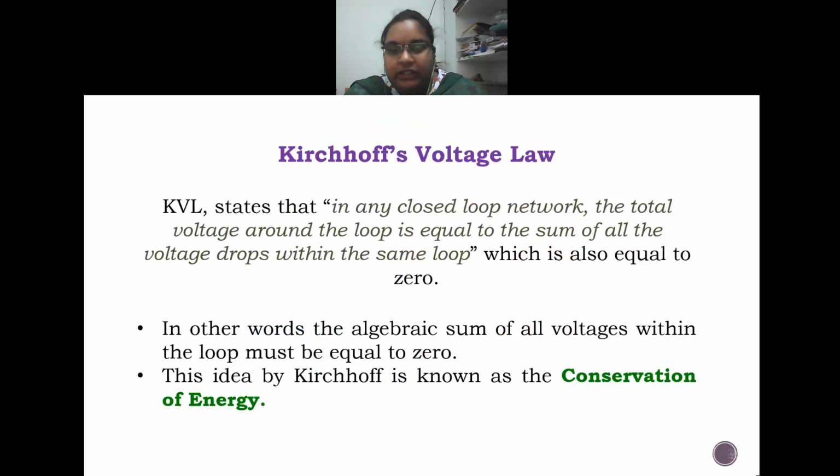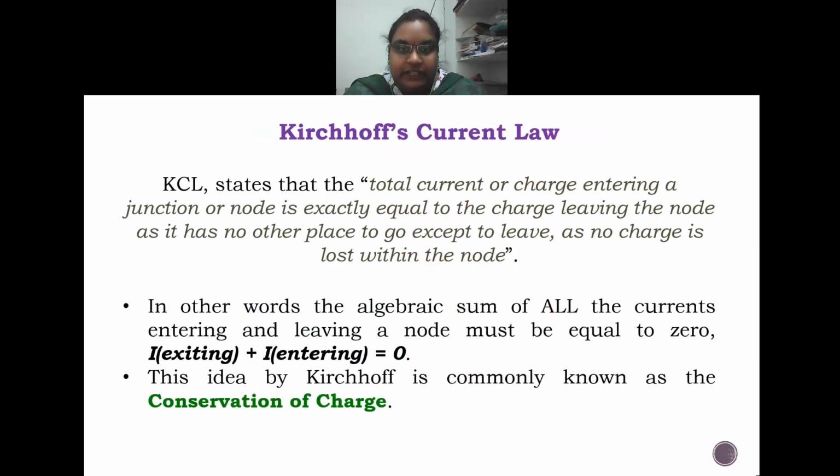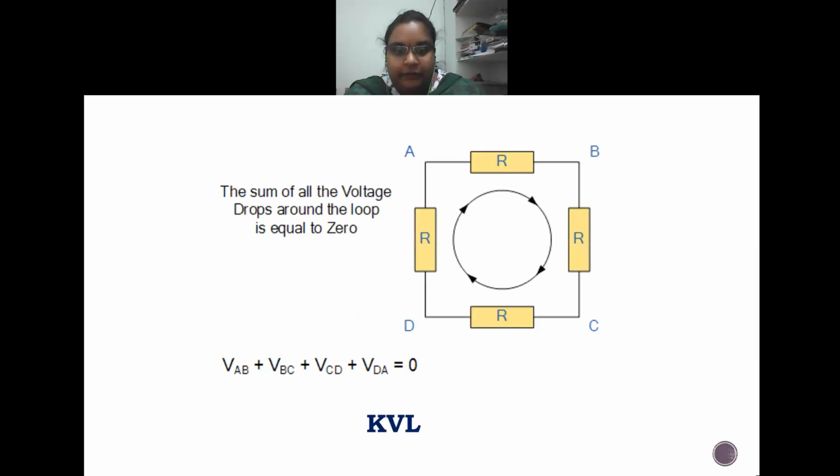Now, Kirchhoff's voltage law states that the algebraic sum of voltages within a loop must be equal to 0. That means the voltage drops must be equal to the voltage rises within a loop. This idea is called the conservation of energy. That is the conservation of charge, and this is the conservation of energy. This is Kirchhoff's voltage law, another most important law in order to analyze circuits. Okay, so we have seen Kirchhoff's current law as well as Kirchhoff's voltage law.